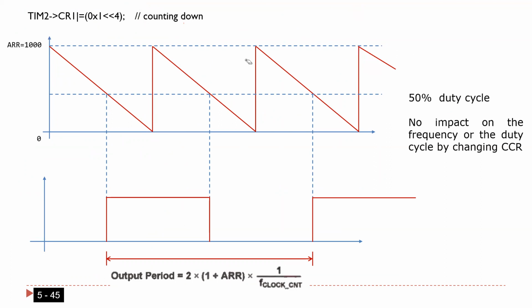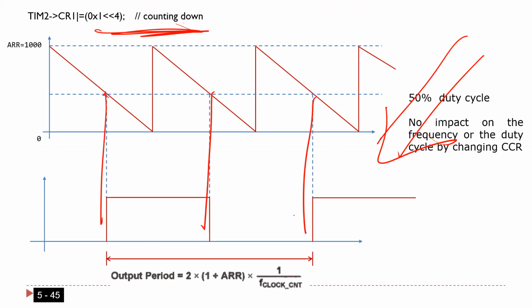Anyway, for counting down, I did it and I got exactly the same signal. I got the same results. Everything was the same. Okay, makes sense? Think about it. You will find everything toggles here, toggles here, toggles here. Frequency is the same. Duty cycle is the same. Everything is the same.